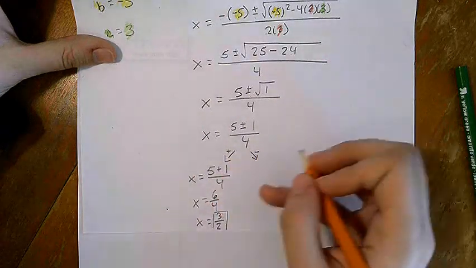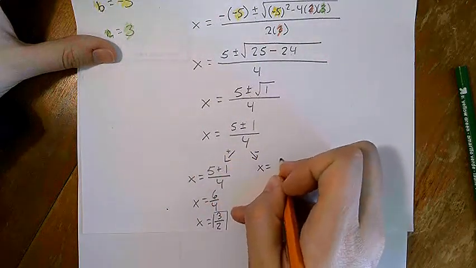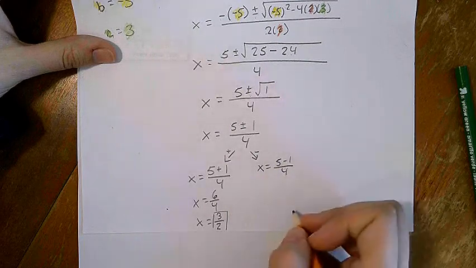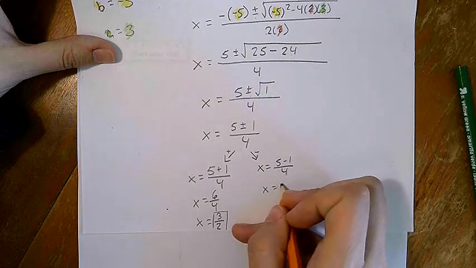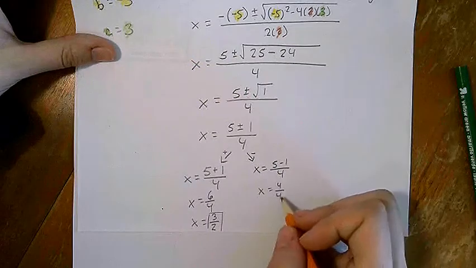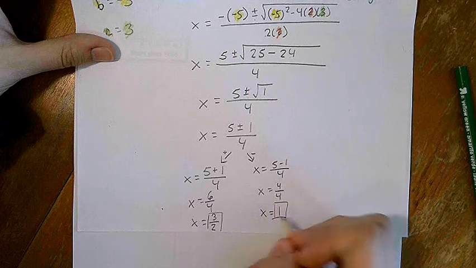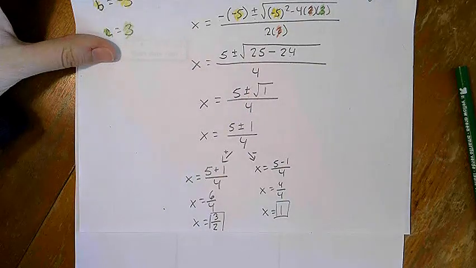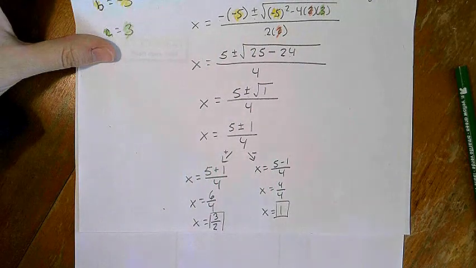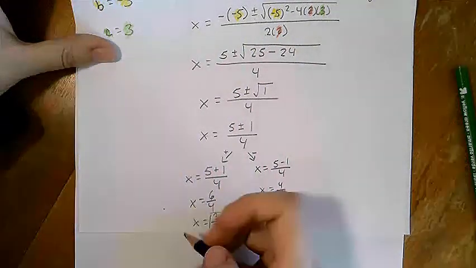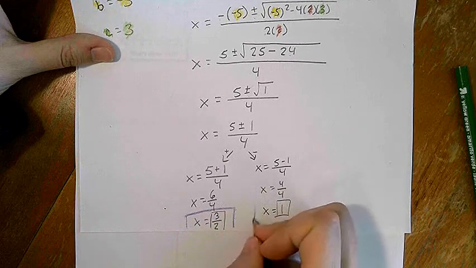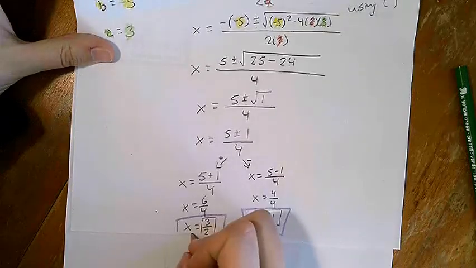Let's see what if it's the subtract. X equals 5 minus 1 divided by 4. Well, 5 minus 1 is really 4 divided by 4. Hey, wait a second. 4 divided by 4 is 1. So our two answers are x equals 3/2 and x equals 1. Those are our two answers.